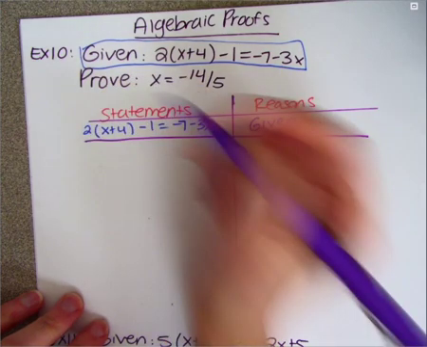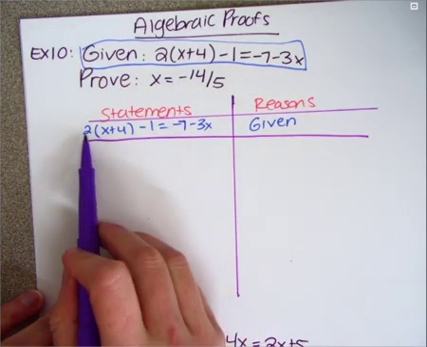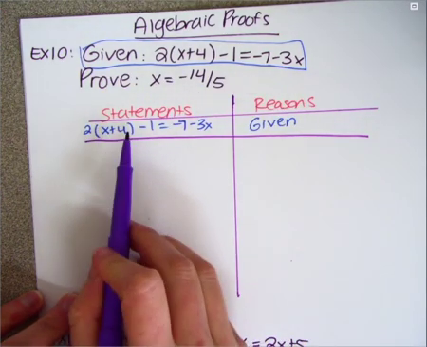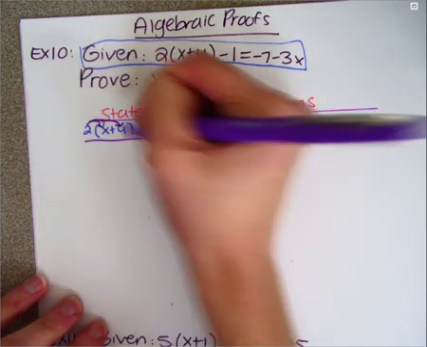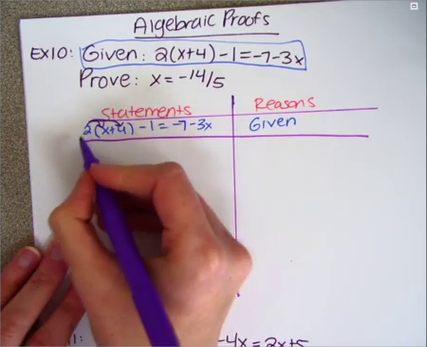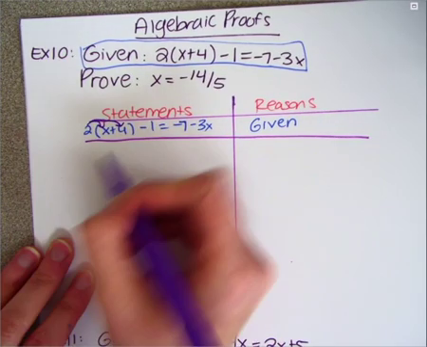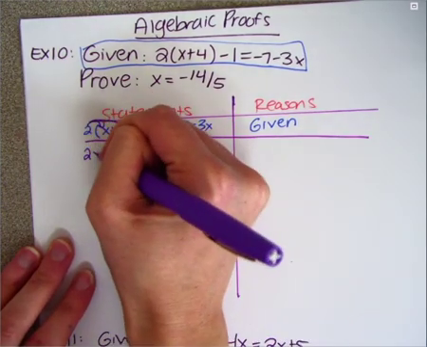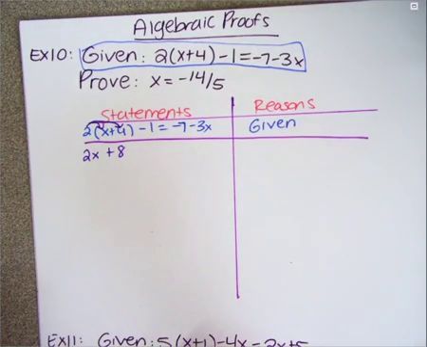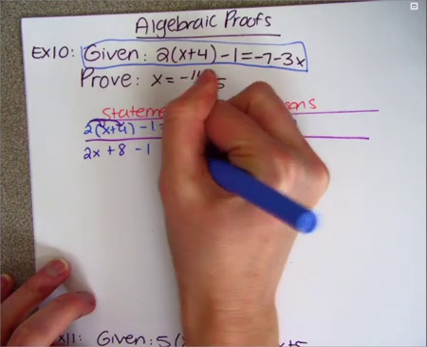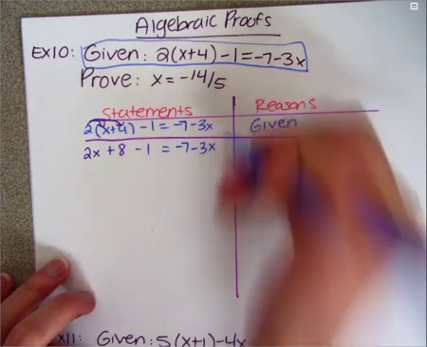So the first thing I would do is to distribute the 2 to each of these terms. I'm going to distribute 2 to x and 2 to 4. I write what I get in my next line. What I get is 2x plus 8, and I'm going to bring everything on down. So minus 1 equals negative 7 minus 3x.